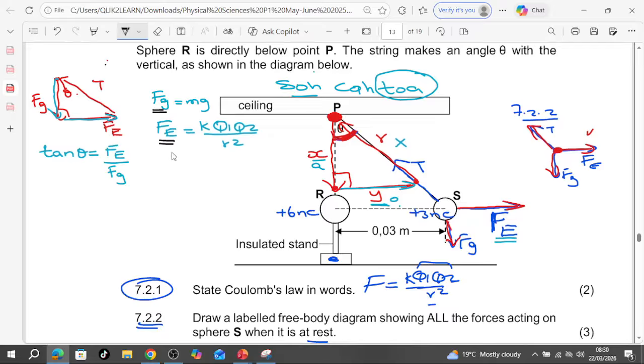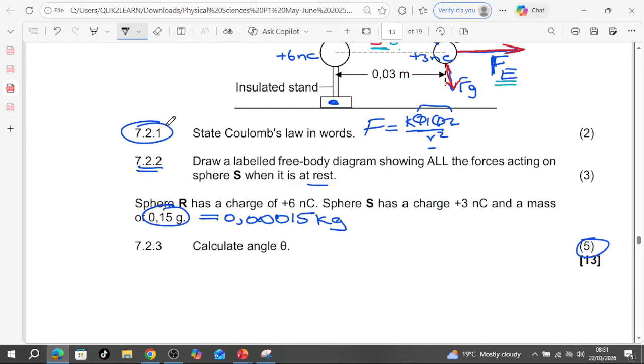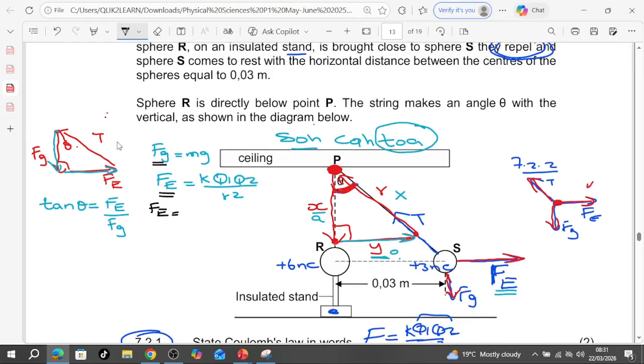So my Fe, what is Fe equal to? Let's write this down. What is this question for? 7.2.3. So Fe is K. We know that this is a constant, which is 9 times 10 to the power 9.